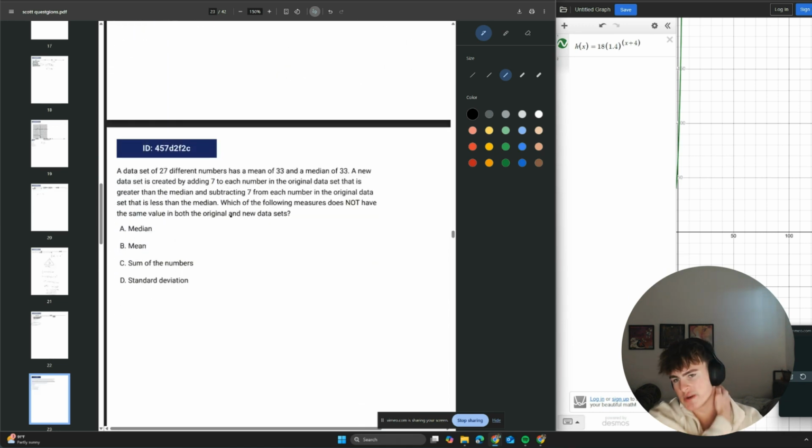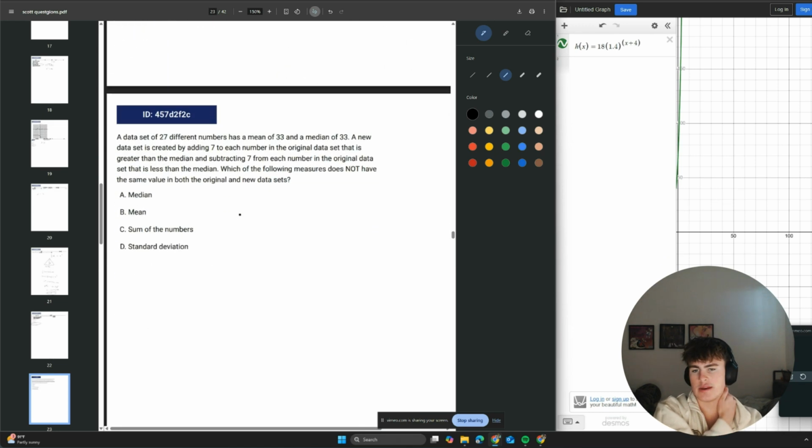A data set of 27 different numbers has a mean of 33 and a median of 33. A new data set is created by adding 7 to each number in the original data set that is greater than the median, and subtracting 7 from each number in the original data set that is less than the median. Okay, so you have 27 different numbers with a mean and median that are the same, and you're going to add 7 to each number that is greater than the median and subtract 7 from each that is less than the median.